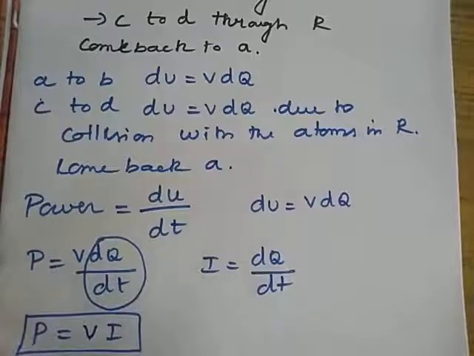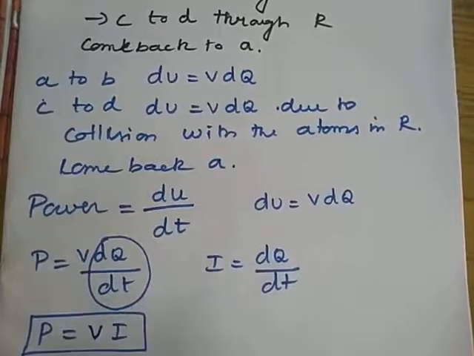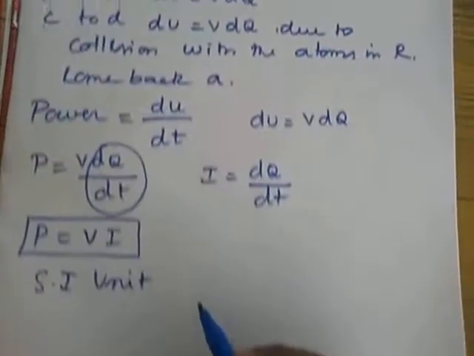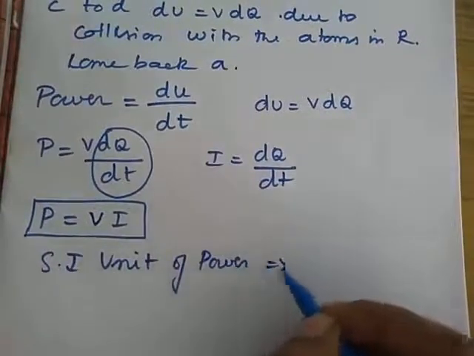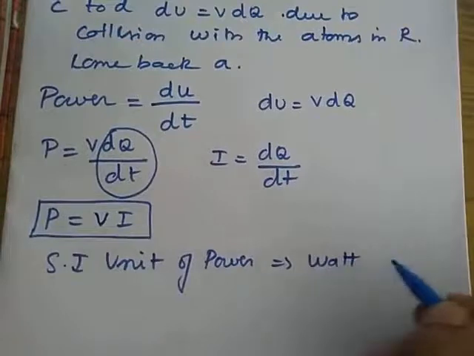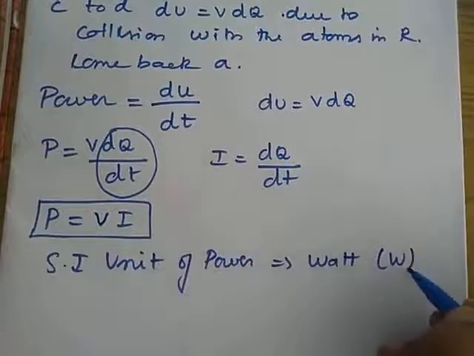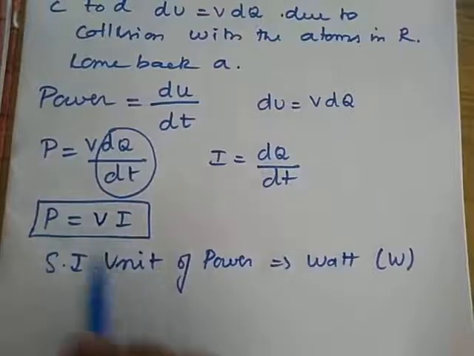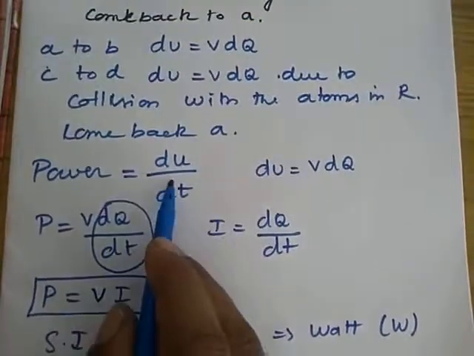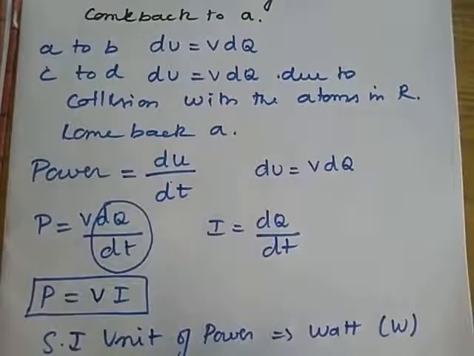The SI unit of power is the watt, simply represented as W. Or we can represent it another way: power is the rate of doing work, so the unit of work done is joule and the unit of time is second, that is joule per second, or joule second inverse.